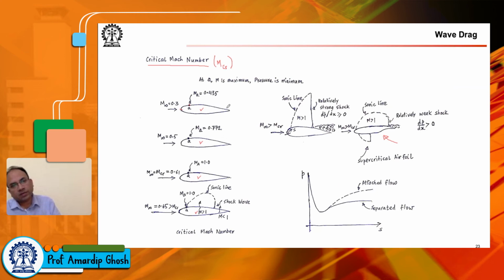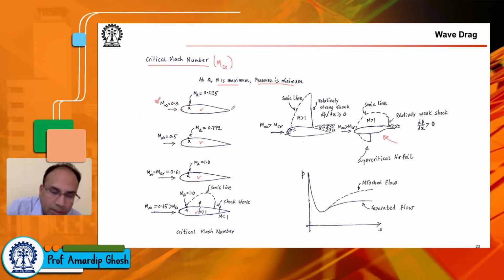Favorable pressure gradient and unfavorable pressure gradient. Flow accelerates and flow decelerates, and at the point A, the flow velocity is the maximum. Okay, so when flow velocity is the maximum, pressure is the minimum. So at A, M is maximum, and pressure is minimum.